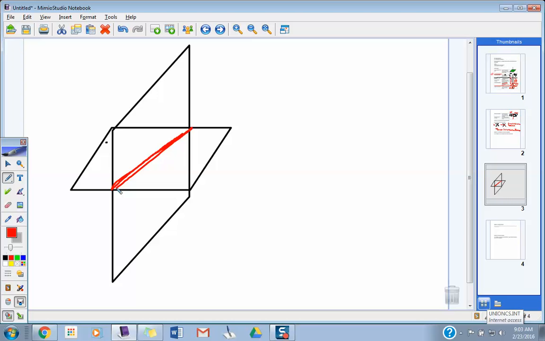Art aside, you just need to know that if you have two flat surfaces that cross each other, where do they cross? If you have two flat surfaces, where do they cross? A line. Okay. All right.